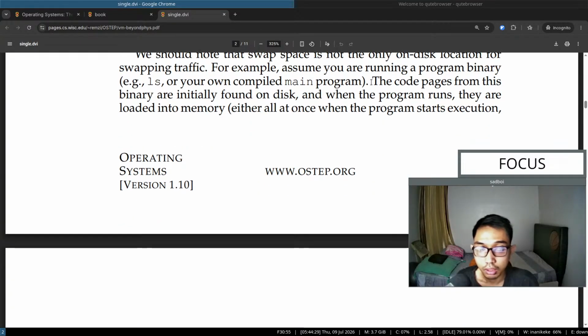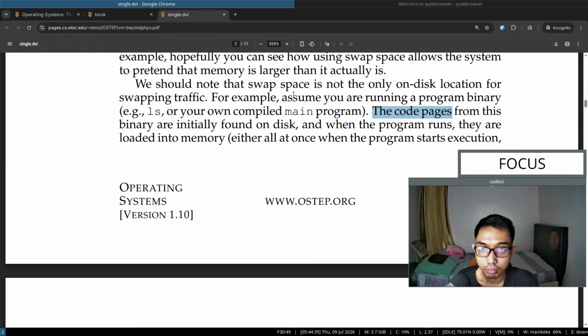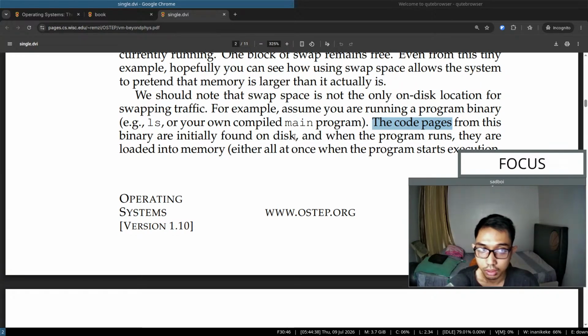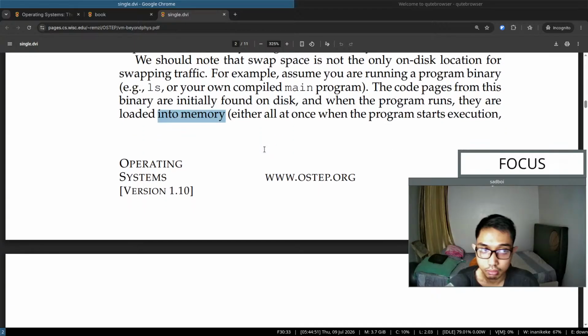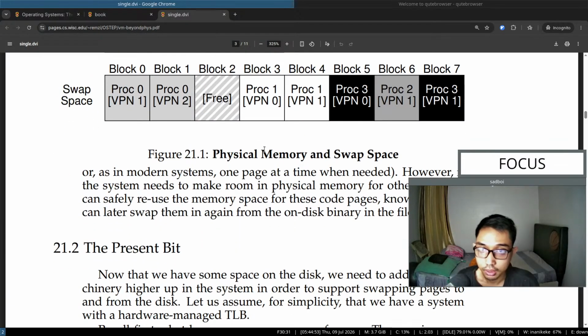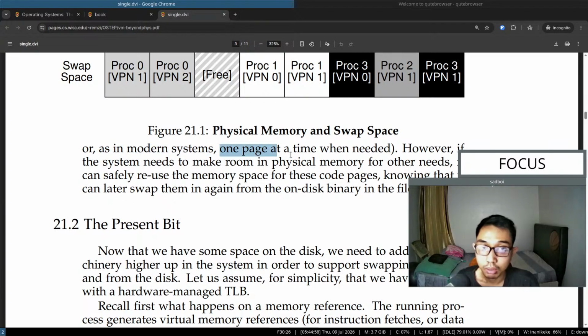Is this the code or the code page? Okay, so we might not load all the code or the instructions into memory at once. Is that it? Maybe. Or as in modern systems, one page at a time when needed.